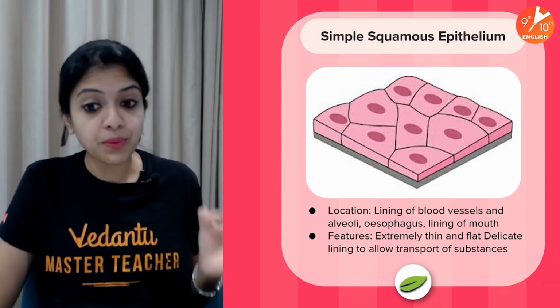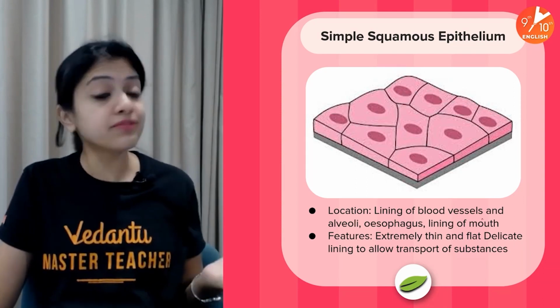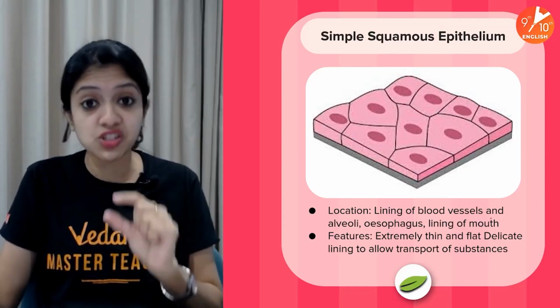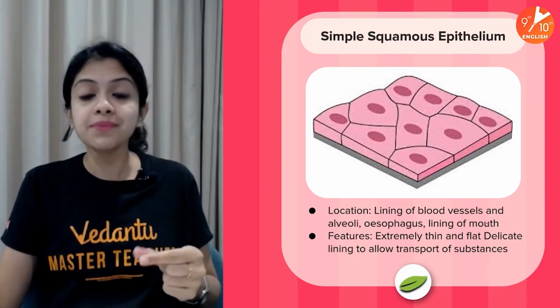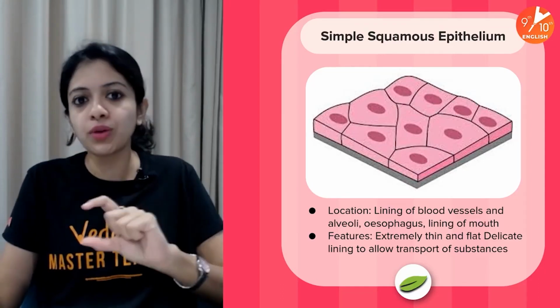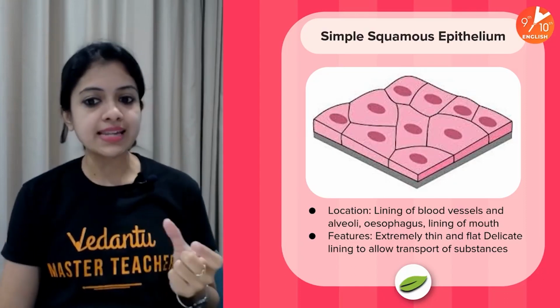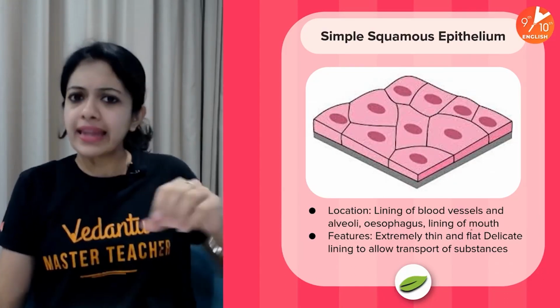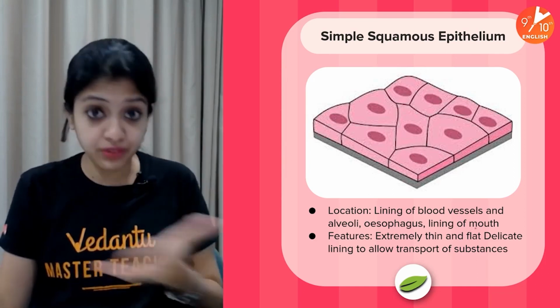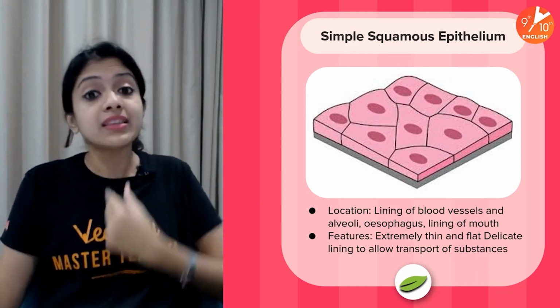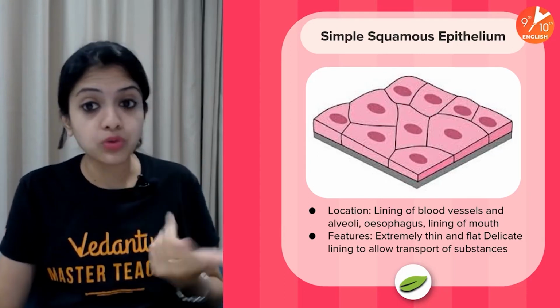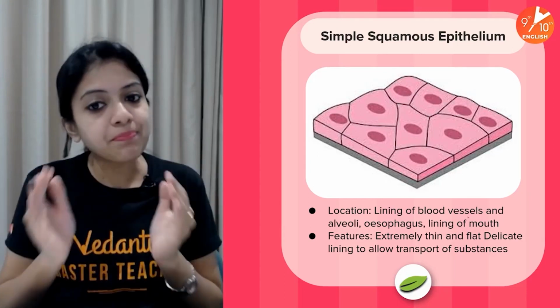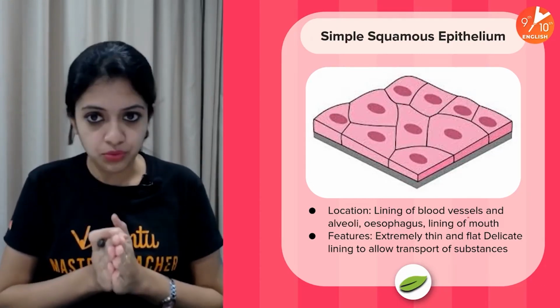The best examples would be the lining of the blood vessels and alveoli. Remember, respiratory gas exchange has to occur in the alveoli, between the alveoli and the blood capillaries. So obviously, those linings would be made up of simple squamous epithelium. Anything thicker than that would make it difficult for that kind of exchange. Even the esophagus and the lining of the mouth are places where simple squamous epithelium can be found.